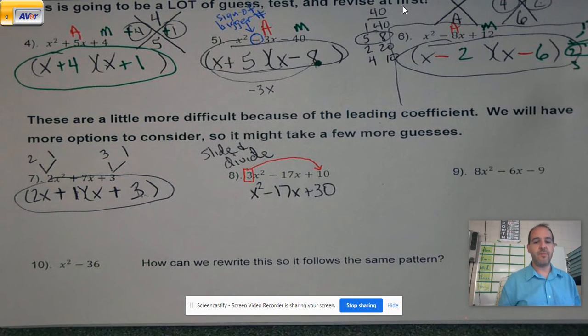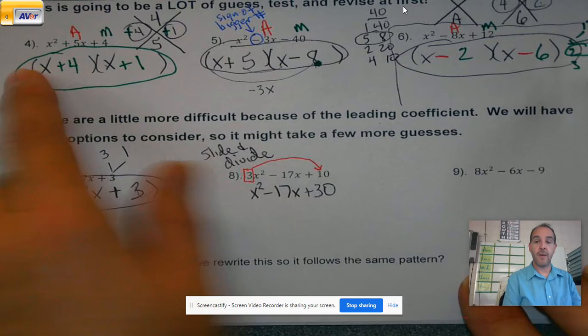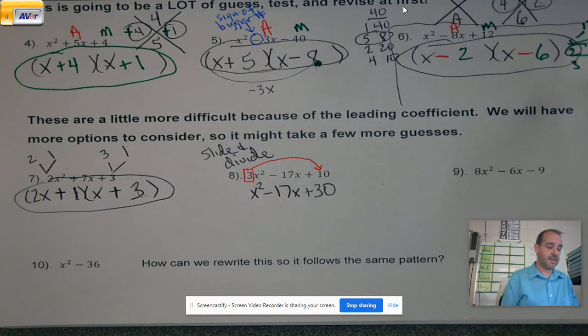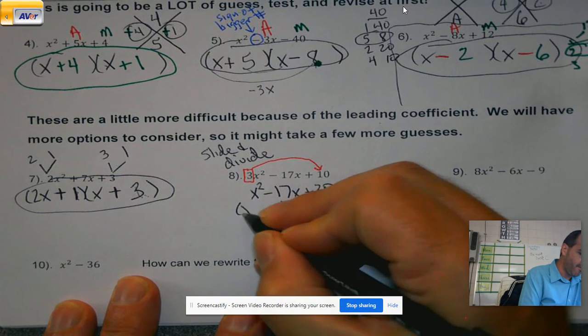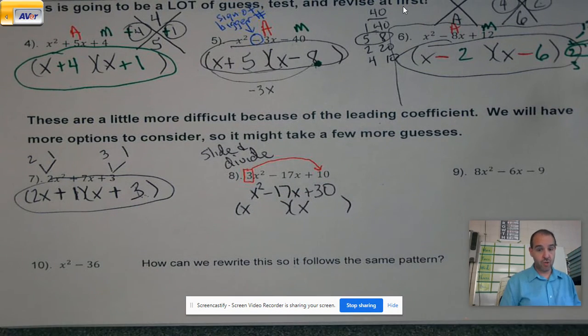And here's the reason people tend to like this way of doing it for some of these. Notice, there's no lead coefficient anymore. Now it's just a diamond problem like we were doing up here. And that's how we're going to continue this next piece. So I'm going to make my 2 sets of parentheses. And I'm going to look for my clues. Don't jump in too far ahead.